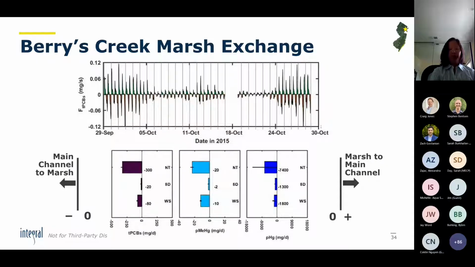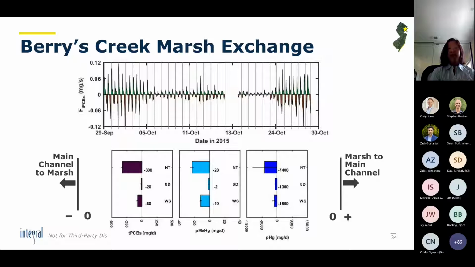So as you can see from these plots, at all 3 marshes and for all 3 types of COCs, the movement of materials is from the main channel to the marsh, or in the flood tide direction. We can even quantify the total net mass transported over the spring neap tidal cycle.